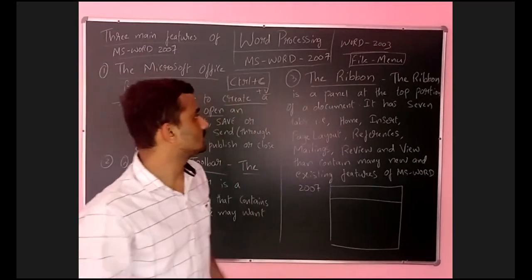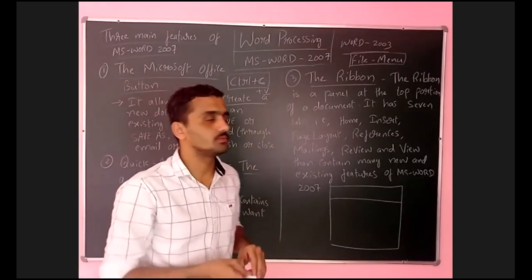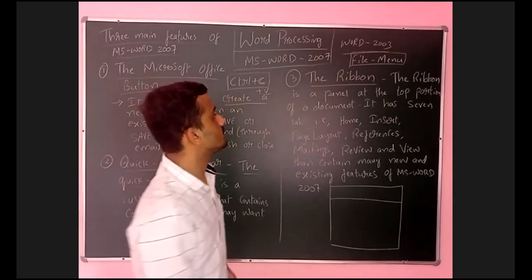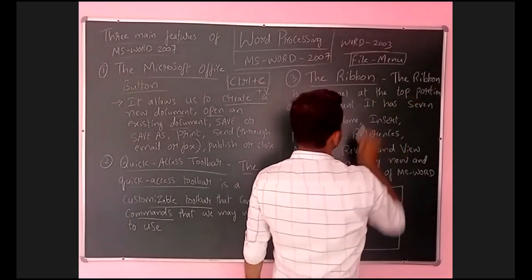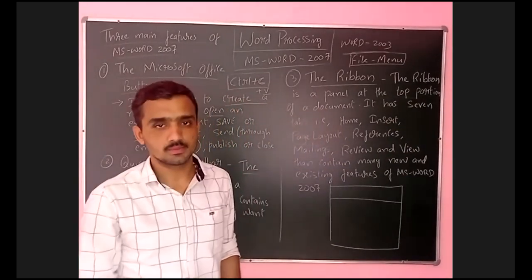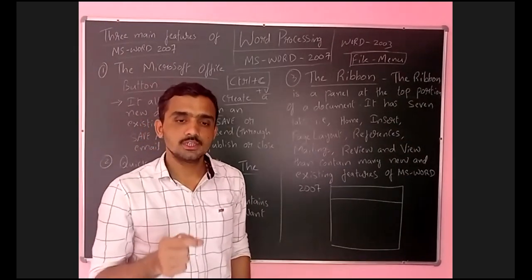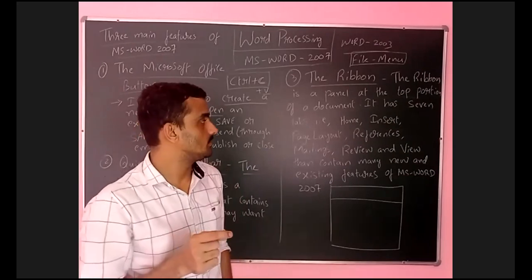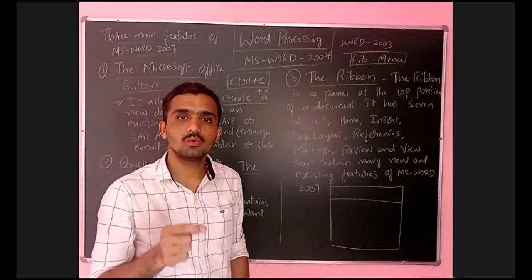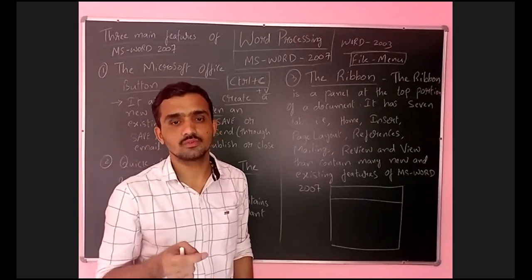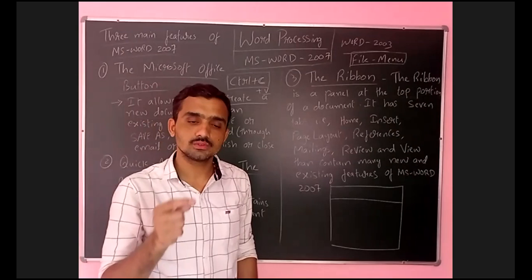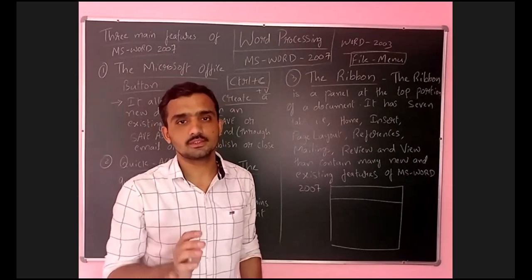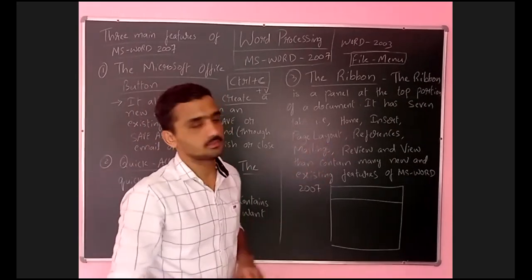Then coming to the last feature of Word 2007 software, the ribbon. The ribbon is the panel at the top portion of the document. It has 7 tabs. What I observed in MS Word 2007 on my system is that it has 7 tabs. Why did I say this? Because if you have a later version than Word 2007, for example 2010, or even in 2007 itself, if some new tab is added to your document, that is fine. In general, it has 7 tabs.